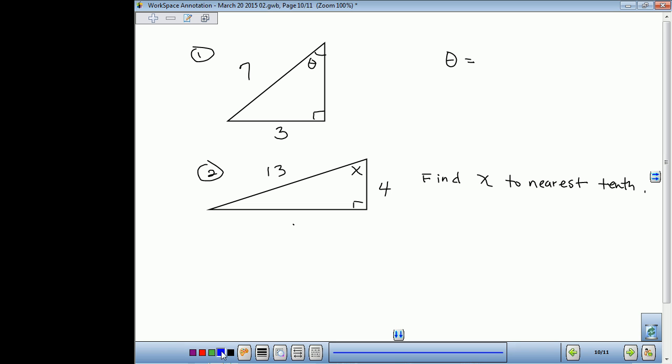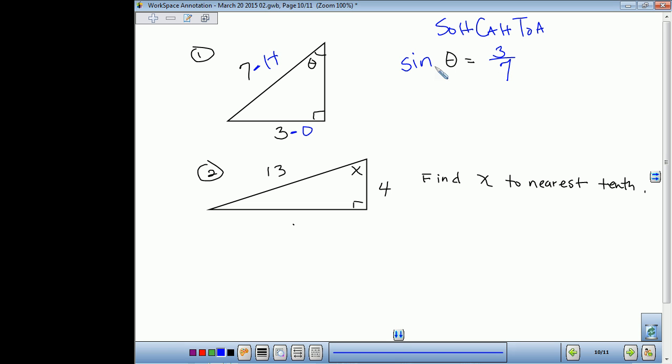Well, I look at what I'm given. With respect to angle theta, this is the opposite. This is the hypotenuse. All right, old SOHCAHTOA. Which trig ratio is a ratio of opposite and hypotenuse? Well, that is sine. So sine of theta is the ratio of the opposite side to the hypotenuse.